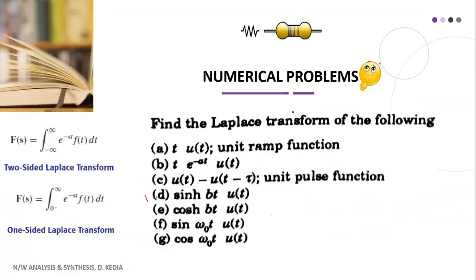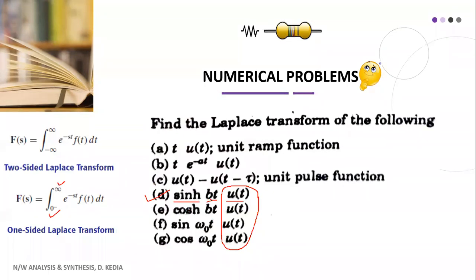Next we move to example number D. Here we have sine hyperbolic bt u(t). See, in all these numericals, the significance of u(t) is just that you have to apply the single-sided Laplace transform, meaning you keep your limits from 0 to infinity instead of minus infinity to infinity. So we will not give much emphasis to this u(t) in that way. We will simply concentrate on the other part of this question.